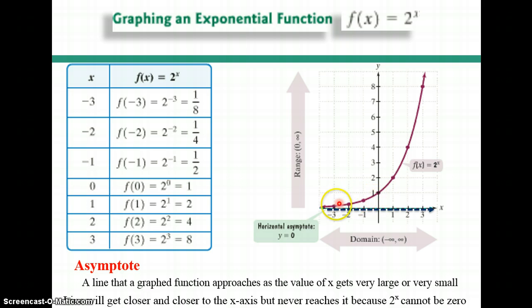There is no x-intercept. The horizontal line, which is the dotted line, y equal to 0, is the asymptote, gets closer and closer to the graph as the value of x gets very small or very large.